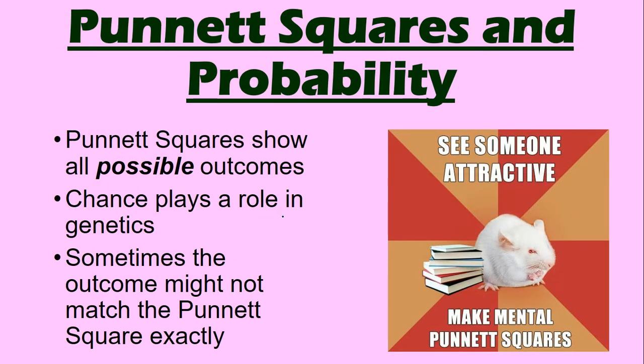Now, Punnett squares and probabilities. Remember I said it's the possible outcomes. That's what they do. It's not what actually will happen, it's what could happen. Sometimes genetics goes crazy and something that shouldn't happen happens, or mutations happen. So this is just a probability.